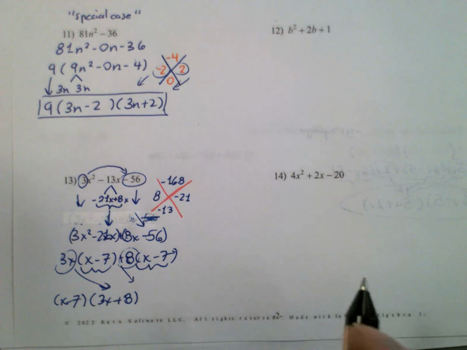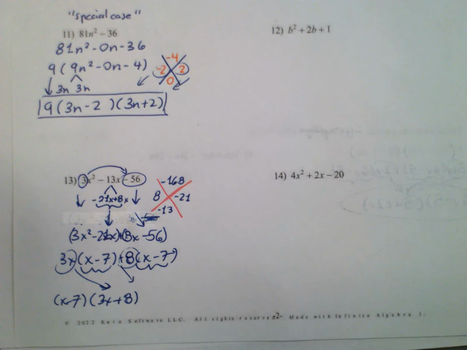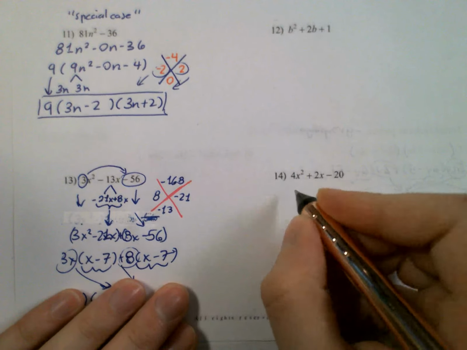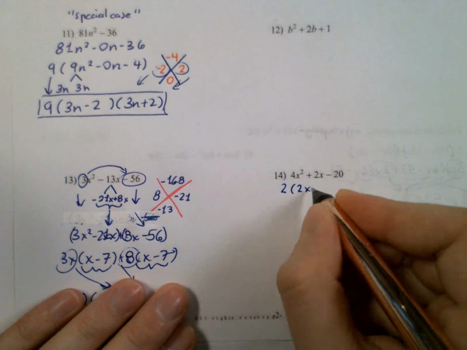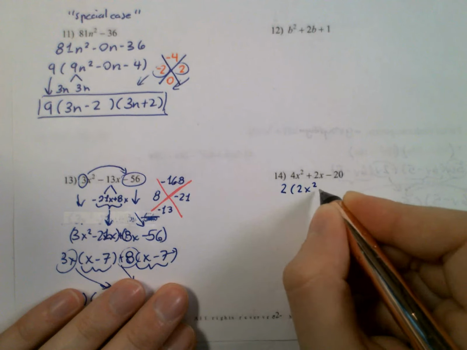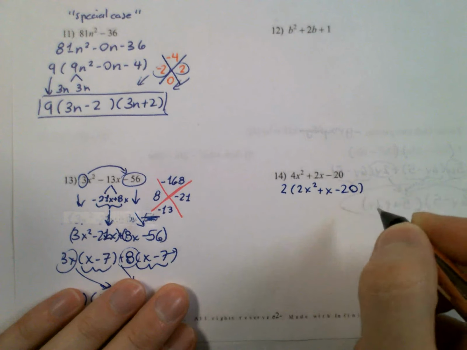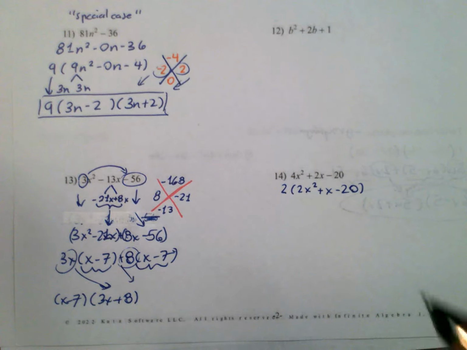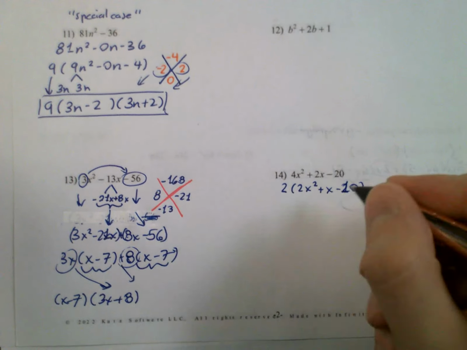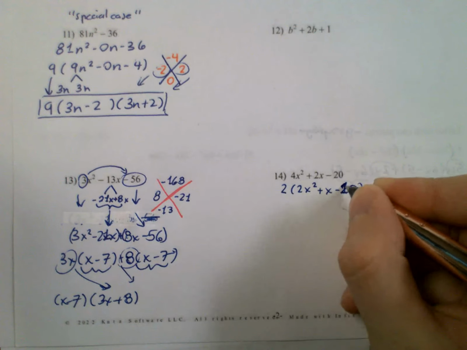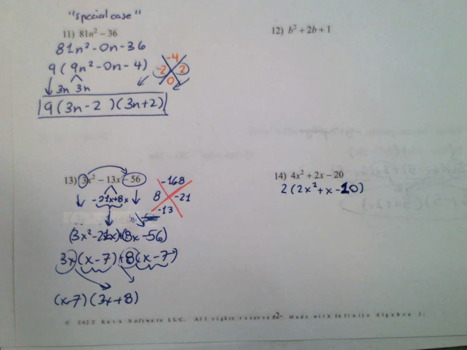Number 14. Okay. So first thing I would do here is I would factor out a 2. So you have 2x squared plus x minus 10. Thank you. And I don't have any more whiteout. 10. So that is a 1 right there. I apologize. Make it blocky. There we go. That is a 10.